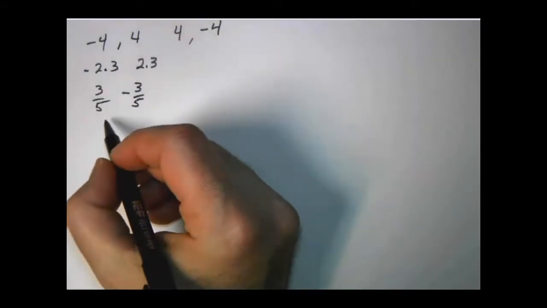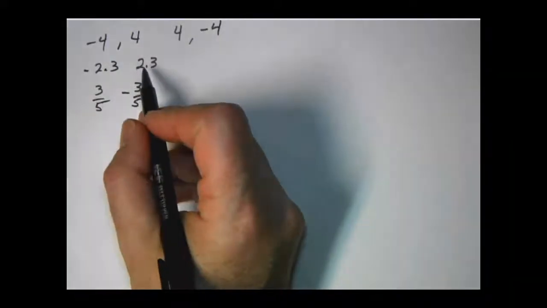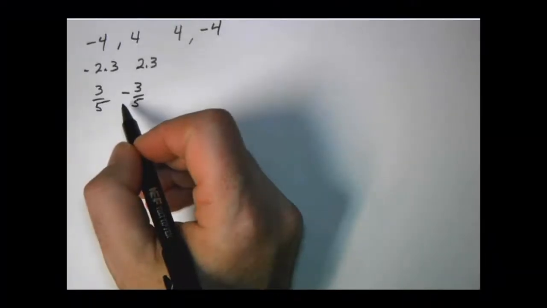If we have a decimal, same rule. It's just flipping it. If it has a sign, we're taking it away. If it doesn't have a sign, we're adding it.